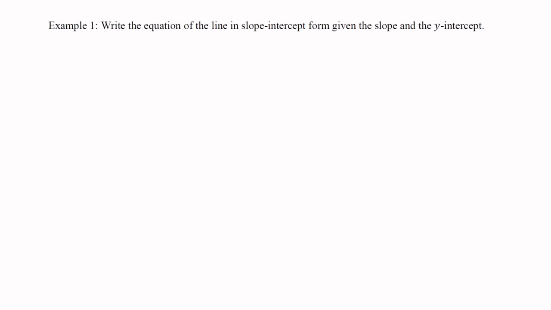So in this example, we're going to write the equation of a line in slope-intercept form given the slope and the y-intercept. If we are given that the slope is negative 7/5 and the y-intercept is 4, we can just take y equals mx plus b and put negative 7/5 in place of m and 4 in place of b. And now we have the equation of the line.